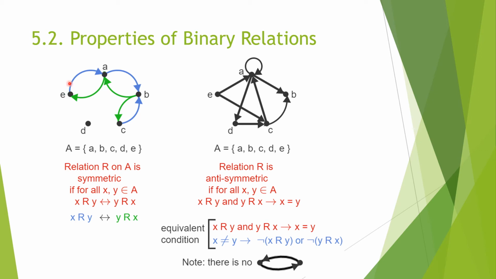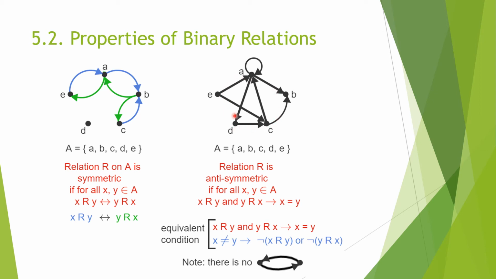For example, since there's an arrow from E to A that is marked with blue, there's another arrow in the opposite direction from A to E. For the arrow from B to A, there's another arrow from A to B. For the arrow from B to C, there's another arrow from C to B. That means the relation is symmetric.